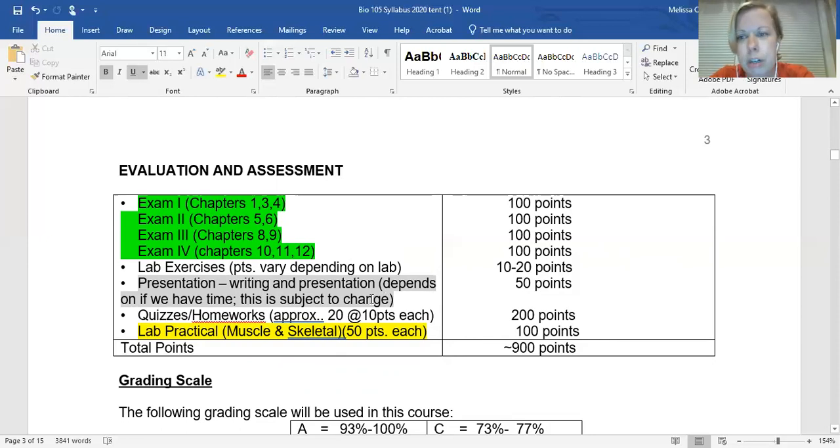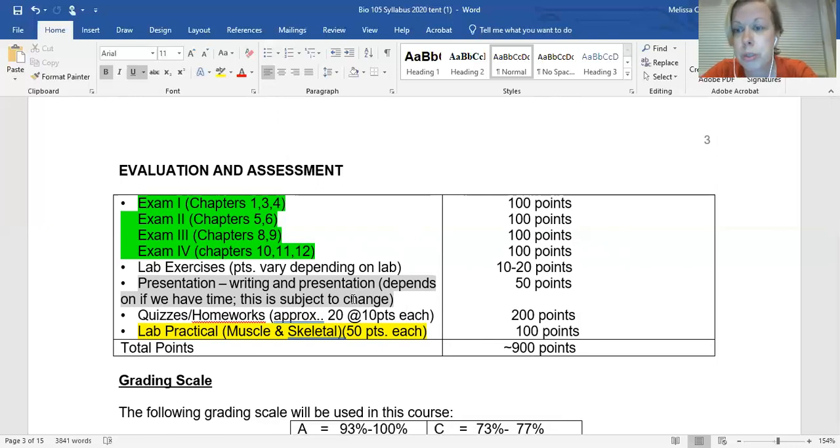I do have listed here in gray a presentation. During a normal semester, you would be responsible for presenting a project in class. Now, because we're online, that makes it a little bit difficult. So I think what I'm going to do with this is, if we don't do presentations, it'll be used as an extra credit feature for the class. I haven't decided at this time what I'm going to do with that, but I will decide by the time our class starts.